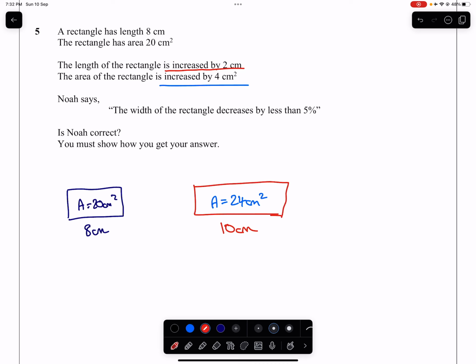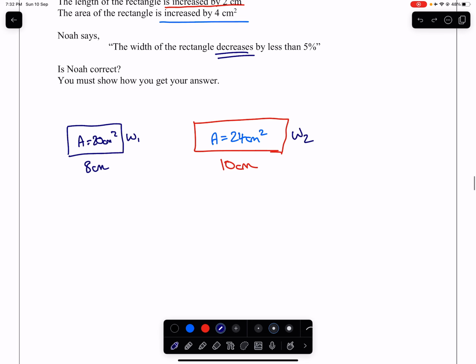And that's a bit of a wonky rectangle, but anyway. Noah says the width of the rectangle decreases by less than 5%. Now, the width of the rectangle, given that these two are the lengths, are this distance here and this distance here. So what we need to do is find the width of the first rectangle, find the width of the second rectangle, and then compare them to see if the decrease is less than 5%.